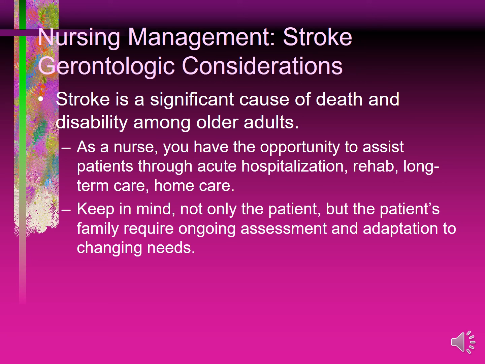There's a couple of things you want to think about when you're dealing with an older person and a stroke. Obviously, stroke is a significant cause of death and disability among older adults. As a nurse, you have the opportunity to assist patients through acute hospitalization, rehab, and long-term care and home care. So keep in mind that it's not just the patient you're dealing with, but the patient's family require ongoing assessment and adaptation to their changing needs. So when you're nursing a stroke patient, you're really nursing the whole family because they're all going to need to make adjustments.